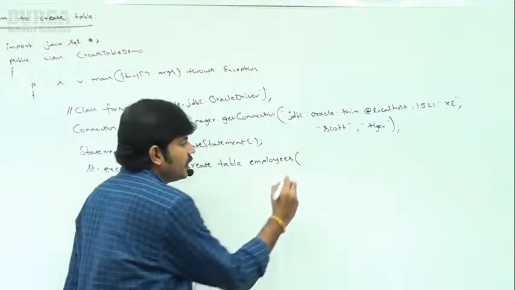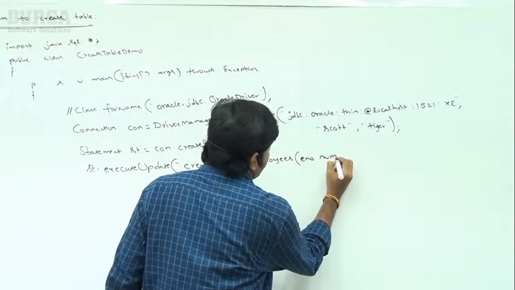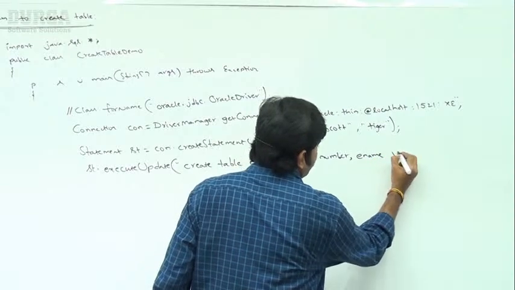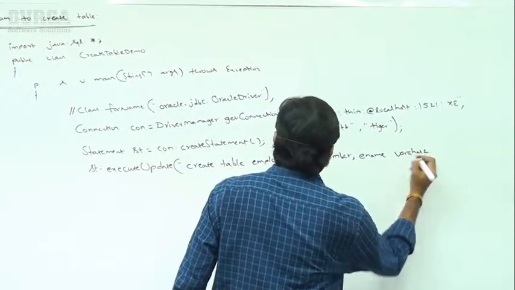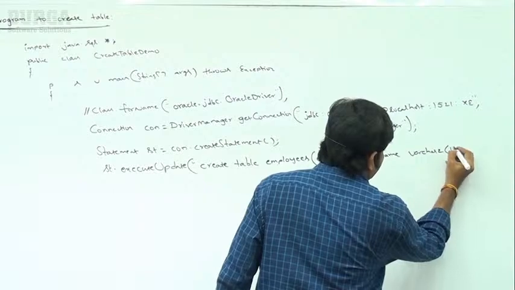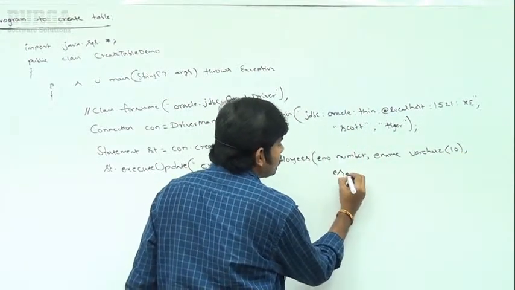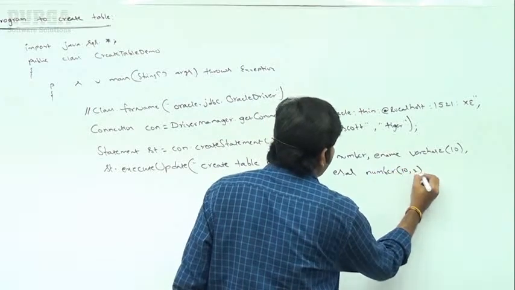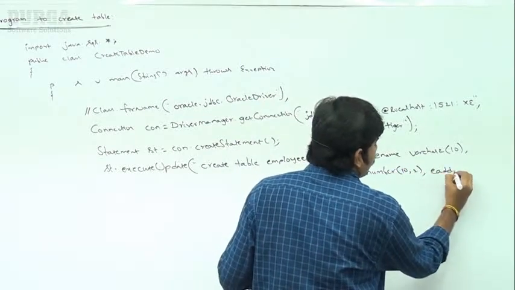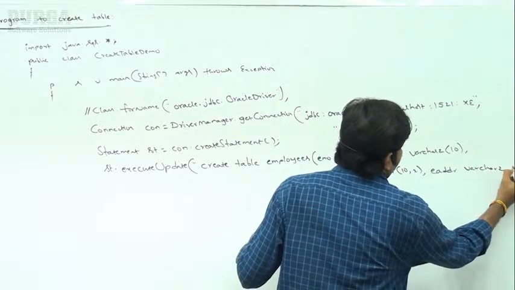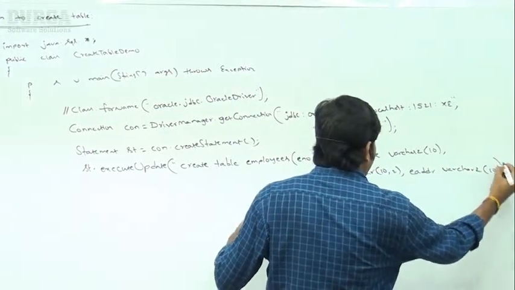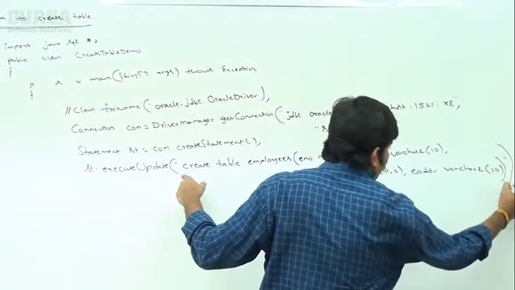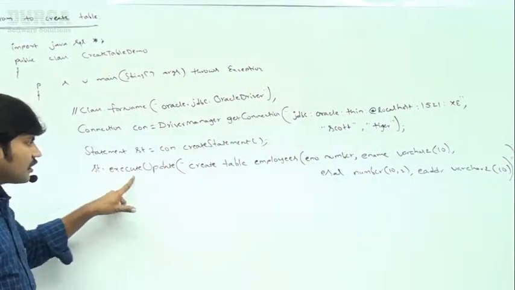Sir, now eno number type, comma ename. Ename is what type? Varchar2 of 10, comma sal number of 10,2, comma address varchar2 of 10. Like this is the SQL query, sir. This is the SQL query. Now st.executeUpdate.